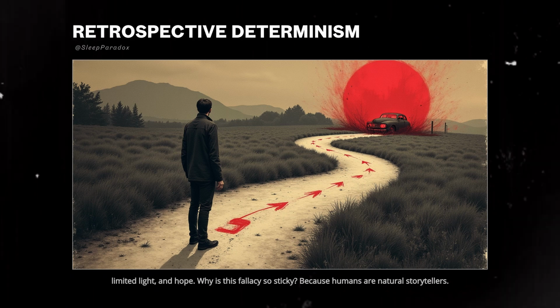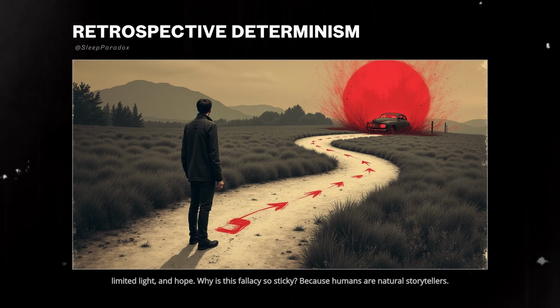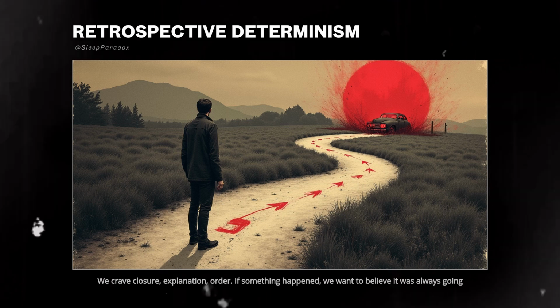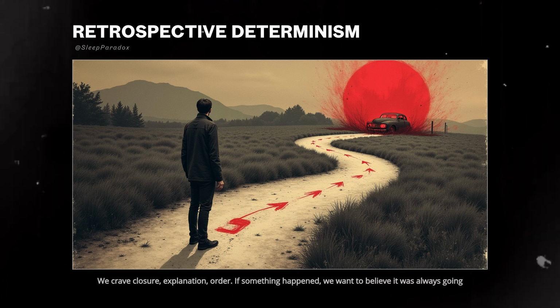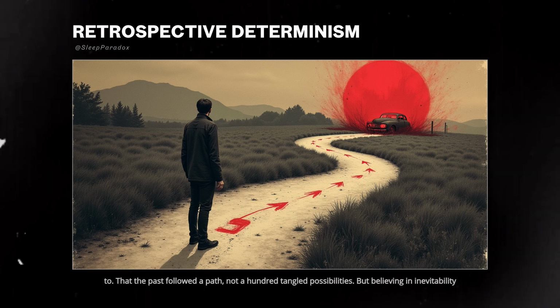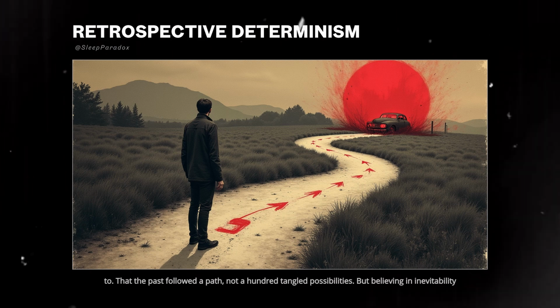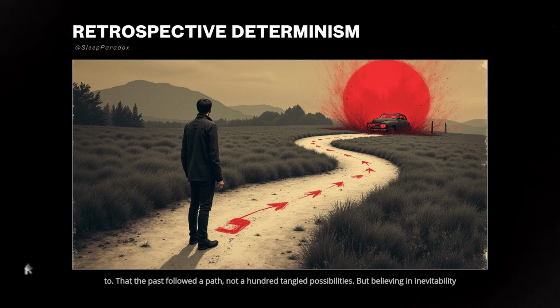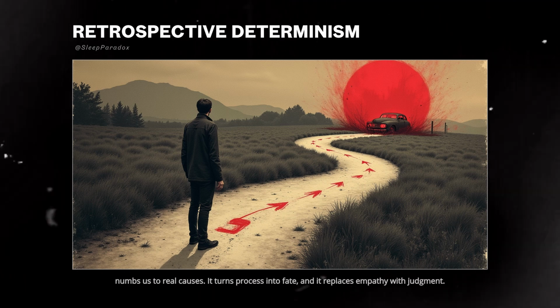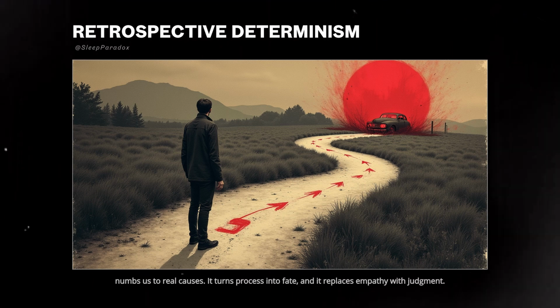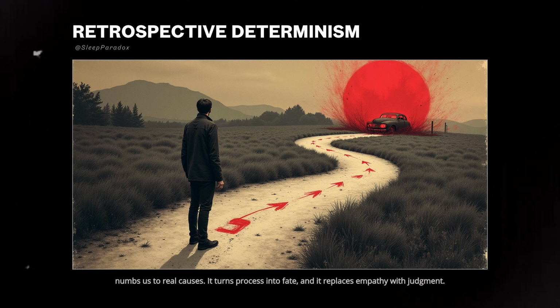Why is this fallacy so sticky? Because humans are natural storytellers. We crave closure, explanation, order. If something happened, we want to believe it was always going to. That the past followed a path, not 100 tangled possibilities. But believing in inevitability numbs us to real causes. It turns process into fate, and it replaces empathy with judgment.